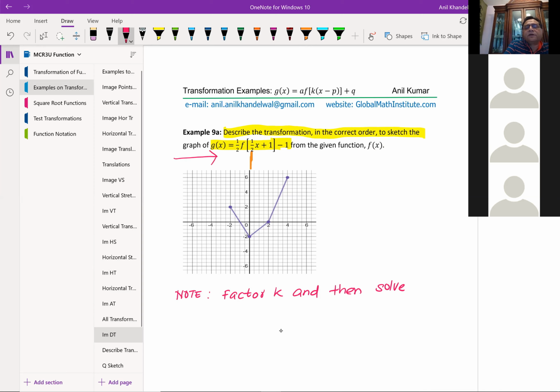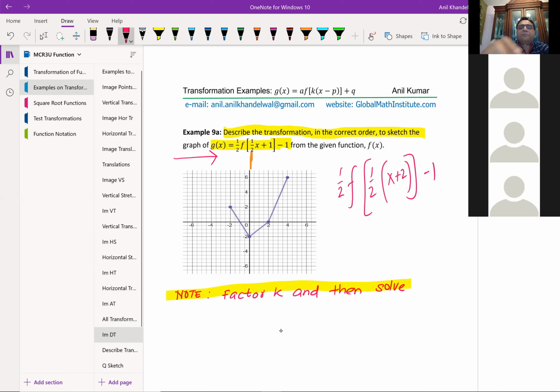So when you hit this first, this is your vertical stretch or compression. Because it is half, you will say vertically compressed by a factor of half. And when you move inside, you need to factor first. So in this particular case, we need to factor, right? This is a very important note: factor k, and then describe your transformations. As soon as I factor, I get a function which will be, let me rewrite here, half of f, and then we have half factored out, and we have x plus 2, right? And then we have minus 1.